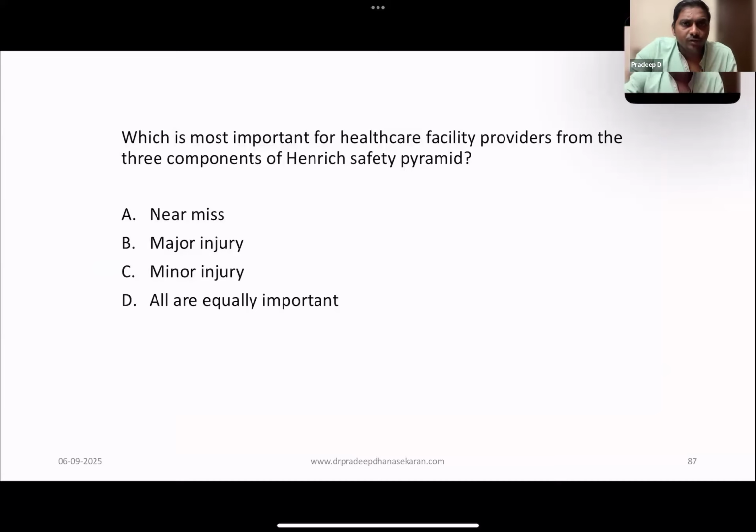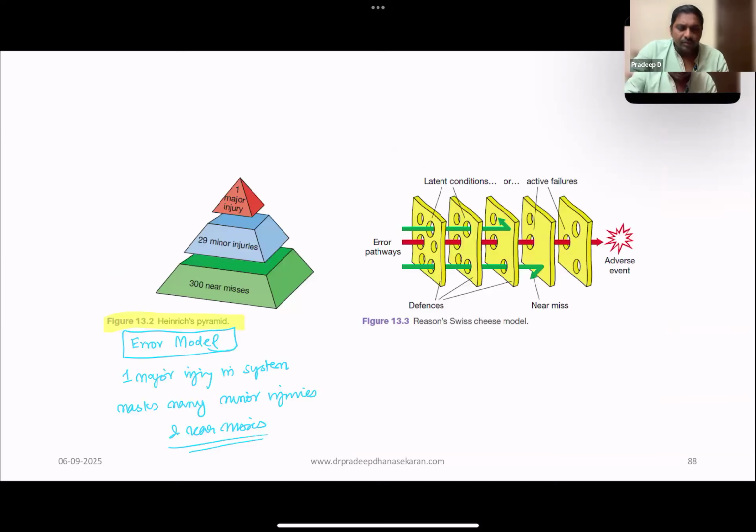Which is most important for healthcare facility providers from the three components of Heinrich safety pyramid? Heinrich safety pyramid is nothing but all are equally important. What is Heinrich pyramid? It is nothing but an error model, right? It states that for every major injury, we are missing 29 minor injuries and 300 near misses. So one major injury in the system masks many minor injuries and near misses.